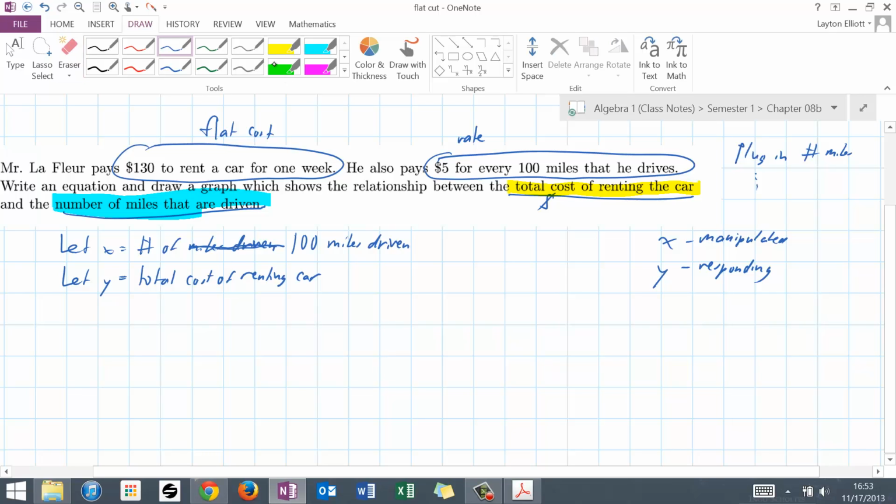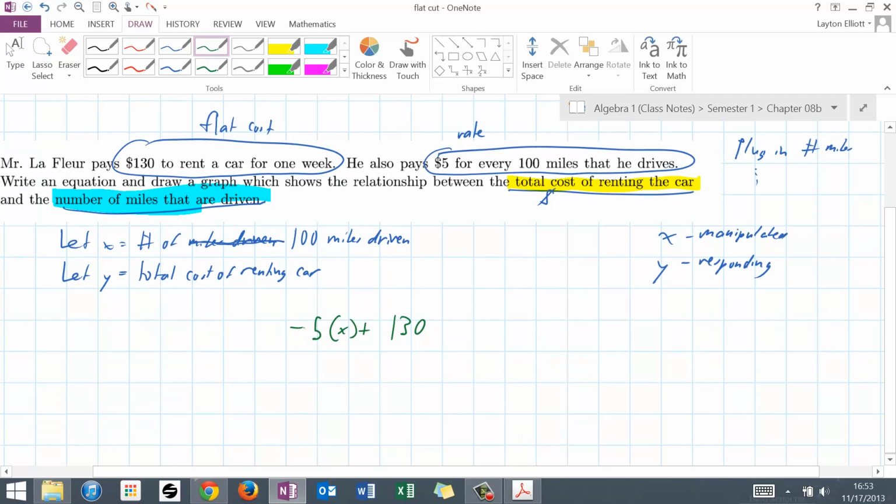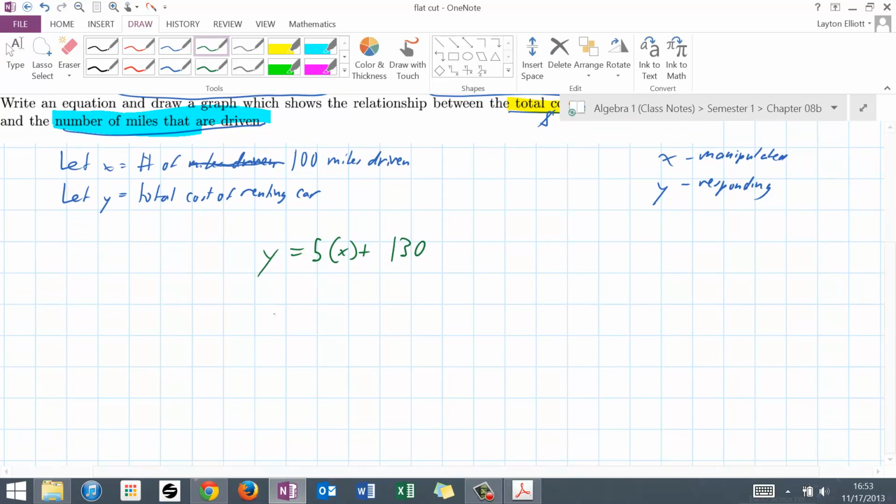So I have a flat cost, a cost that I'm charged no matter what, and then I have a rate for every 100 miles that I drive. So you could say that the total cost starts off with $130, but we're going to add to that $5 for every 100 miles that I drive, and that's going to be equal to cost. And if I simplify that a little bit, I have y is equal to 5x plus 130.